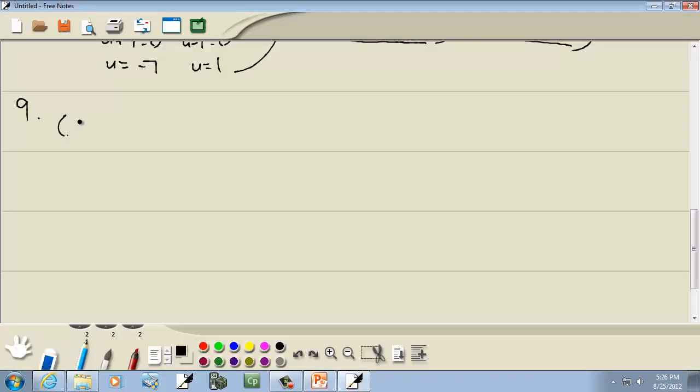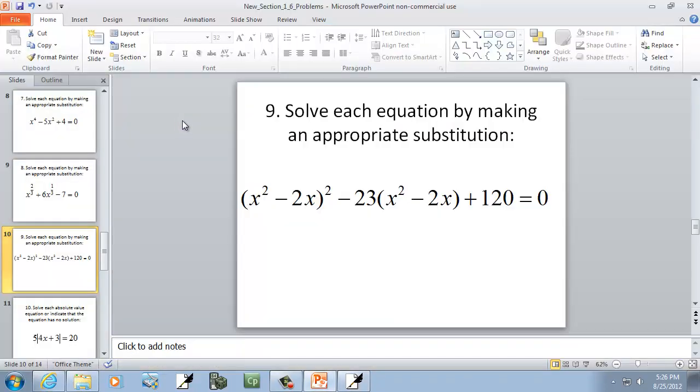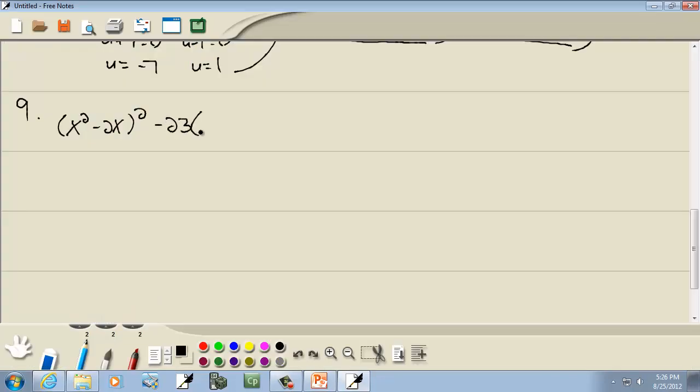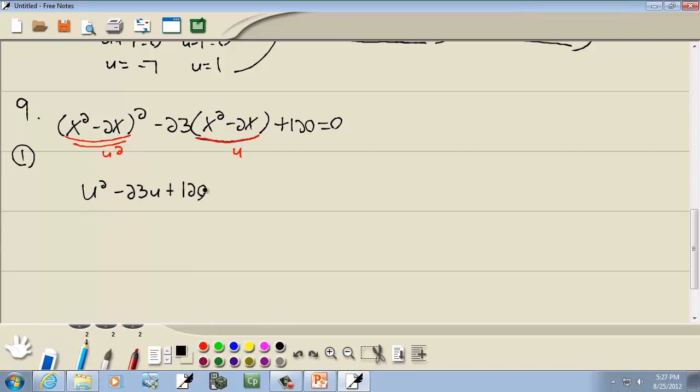Okay, so we got x squared minus 2x to the second power minus 23 times x squared minus 2x plus 120 equal to 0. And we'll do the U-substitution. We let u equal the variable part of the middle. So this will be u, and the variable part of the first will be u squared. So that gives us u squared minus 23u plus 120 equal to 0.